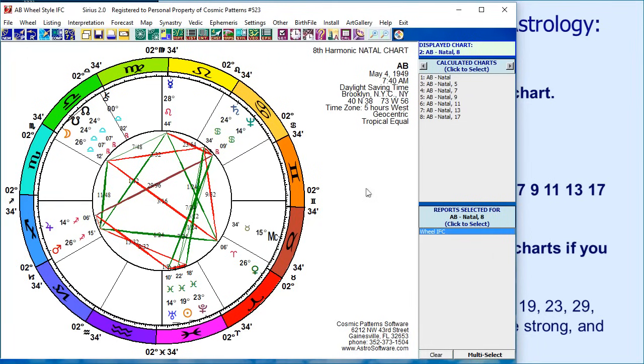Those kinds of things would make her ill. Nobody likes aggression or violence, but she reacts very, very strongly to it. Also notice she has a T-square. Here's another pattern. Moon, Venus, Saturn. And notice these lines are strong.